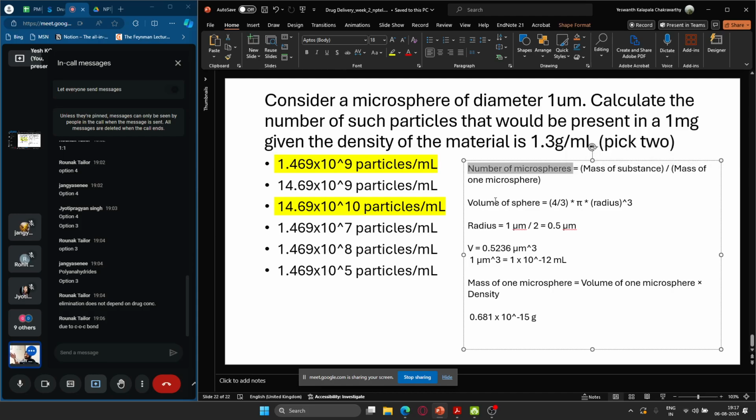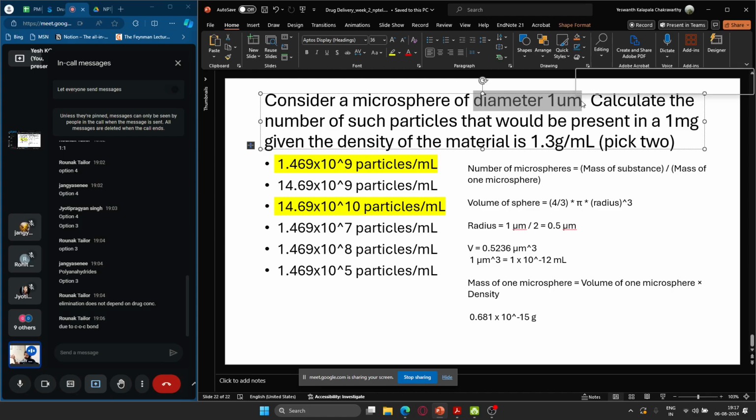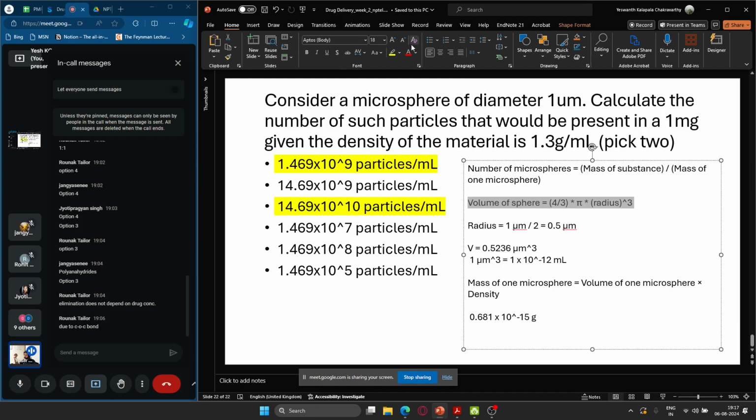One thing you know is the diameter of the microsphere, so you know the radius of the sphere. So you can calculate the volume of the sphere, right? 4/3 pi r cubed, because it's a microsphere. Now, how do you calculate the number of microspheres in any given material? For that, you have to know the mass of how much you're taking, which is 1 mg, divided by the mass of one microsphere. If you can calculate the mass of one microsphere and you divide the amount that's taken by it, you'll know how many microspheres there are.